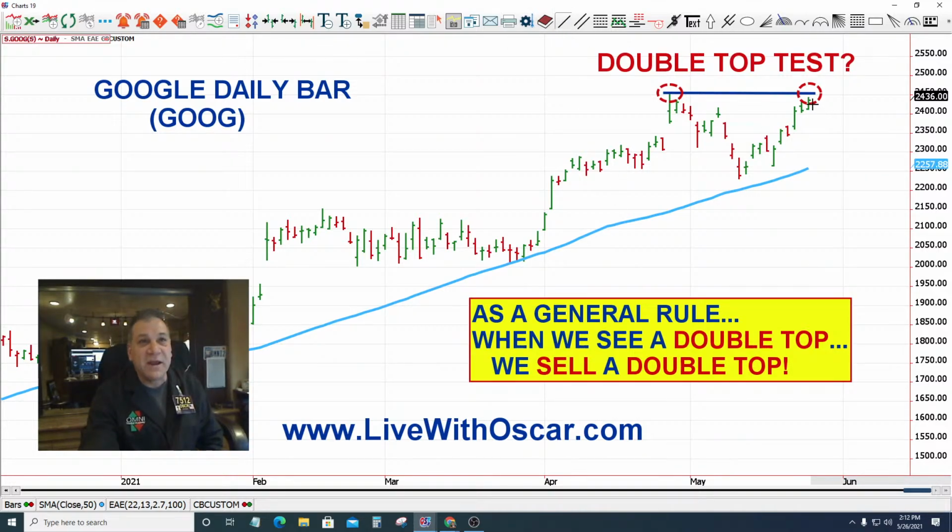You don't have to play hero and sell it now. You let it hit that double top, and if it has a day where it turns down, instead of going through the double top, then you can begin to short it. If it gets through the double top, well then, hey, maybe it's not a double top. So you don't have to play hero and sell it yet. Let's see what it does right here. Same goes with Facebook.